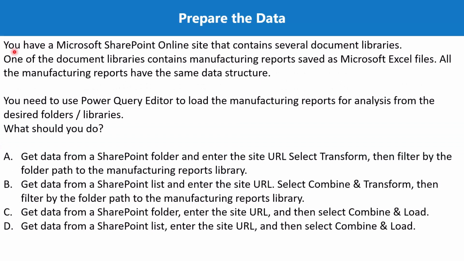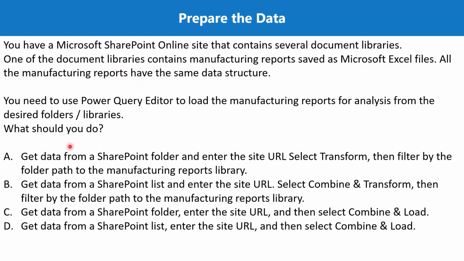Question 5. You have a Microsoft SharePoint online site that contains several document libraries. One of the document libraries contains manufacturing reports saved as Microsoft Excel files. All the manufacturing reports have the same data structure. You need to use Power Query Editor to load the manufacturing reports for analysis from the desired folders libraries. What should you do? So we have a scenario that is given here, that we have a Microsoft SharePoint online site and we have libraries or folders, and then there are Microsoft Excel files that are saved there.